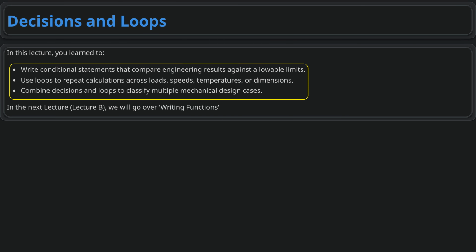In this lecture, you learn to write conditional statements that compare engineering results against allowable limits, use loops to repeat calculations across loads, speeds, temperatures, or dimensions, and combine decisions and loops to classify multiple mechanical design cases. In the next lecture, Lecture B, we will go over writing functions.